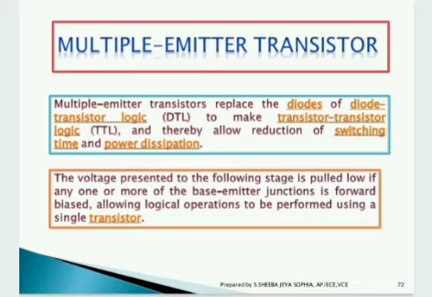So now we can clearly say that this multiple emitter transistor is nothing but the replacement of diodes in diode transistor logic to transistor logic, DTL to TTL. What is the main motive of using this multiple emitter transistor? In order to reduce the switching time and power dissipation. The voltage presented to the following stage of this TTL is pulled off if any one or more of the base emitter junctions is forward biased, allowing logical operations to be performed using a single transistor.